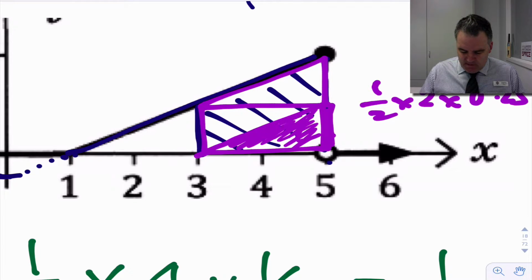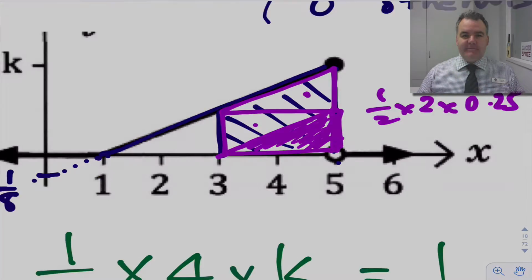0.25. So that area there, that shaded one, is 0.25, and we've got 3 of them, so 0.75. So there's lots of ways of doing this. I would avoid the integral one if you can. If you can work out areas of triangles, way easier.